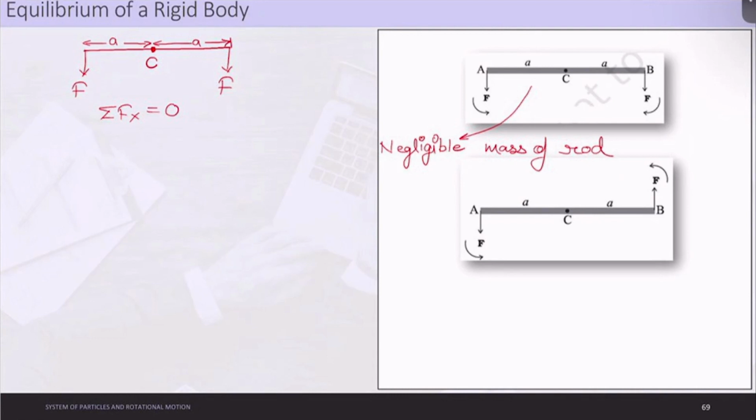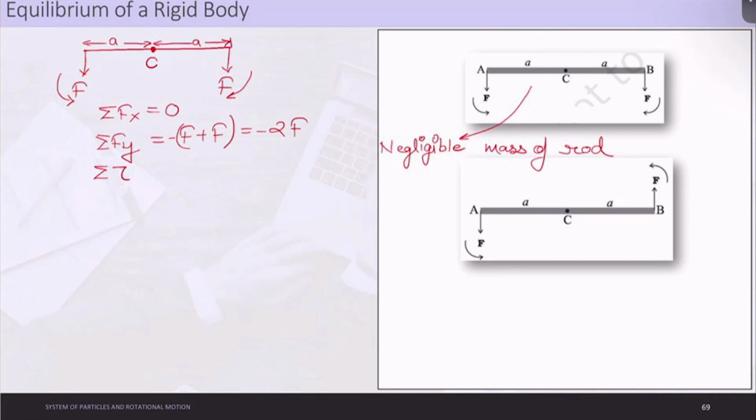You can clearly see. Let us try to calculate summation Fy. What is summation Fy here? Here summation Fy is nothing but equal to F plus F, which is equal to 2F. If you assume the downward direction is negative, we can write it as minus of F plus F, which is equal to minus 2F. And let us try to calculate summation torque.